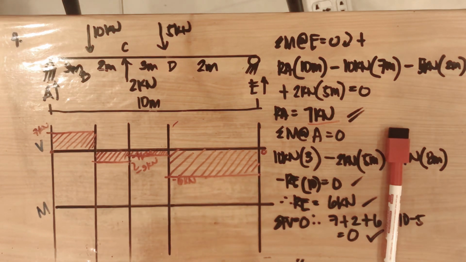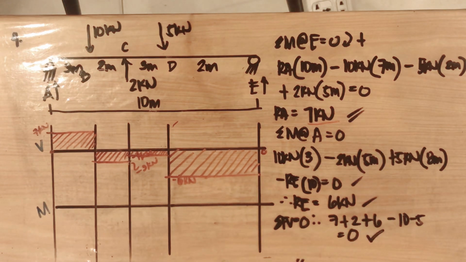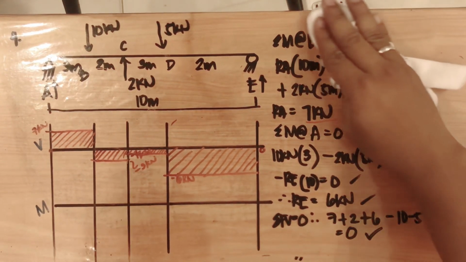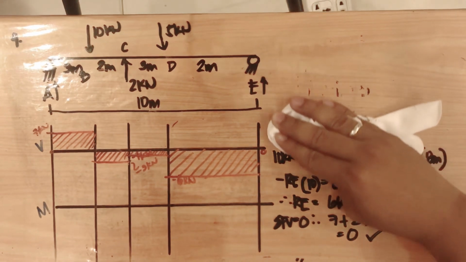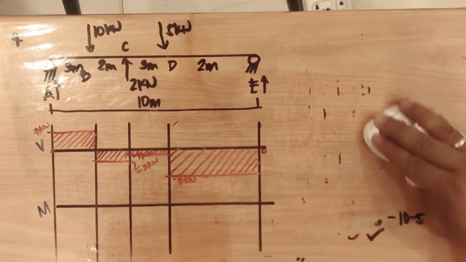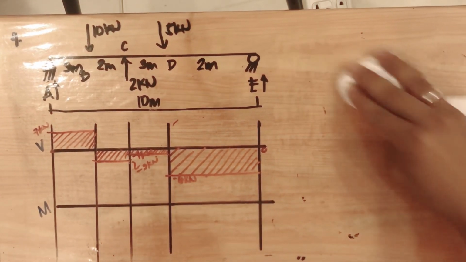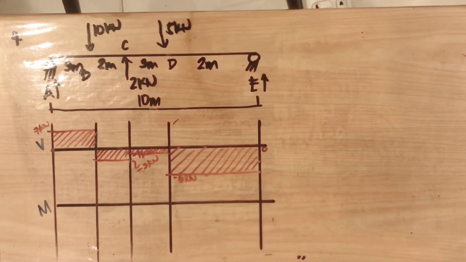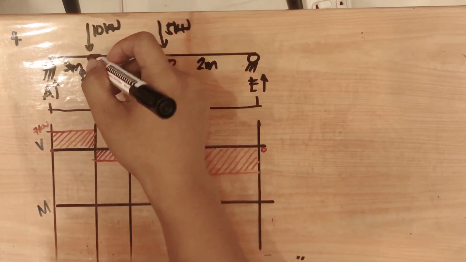Next, for the moment diagram. So, for the moment diagram, start ulit tayo from left to right. So, moment tayo at point B. Burahin ko na lang ito. So, moment at point B. So, dito tayo. Mag-moment tayo dito.